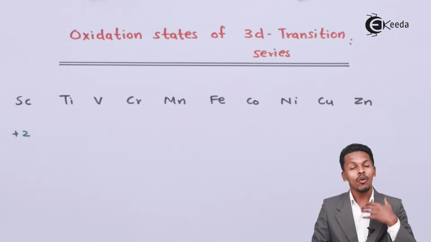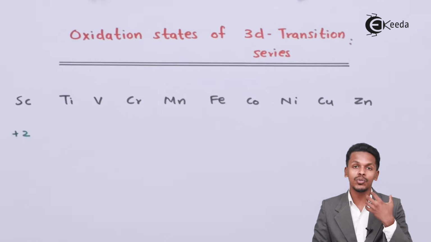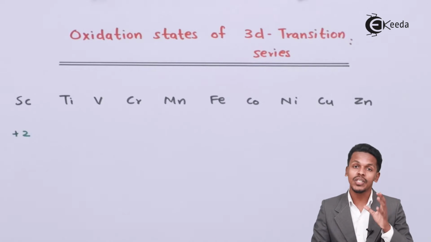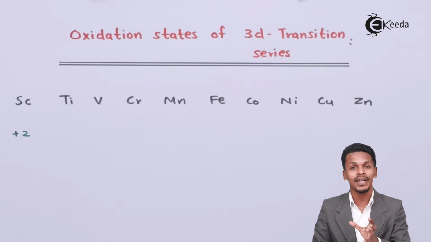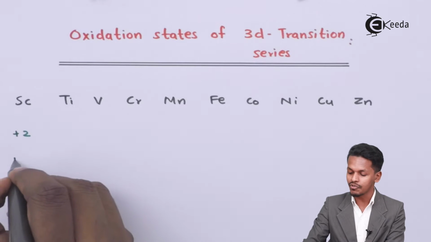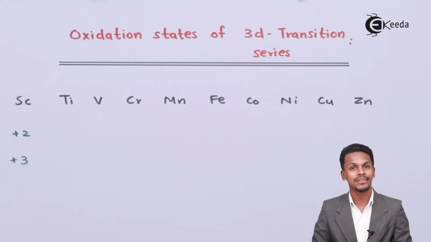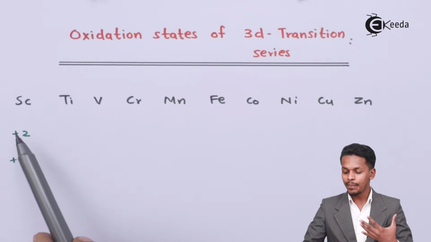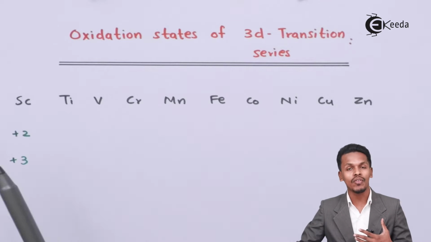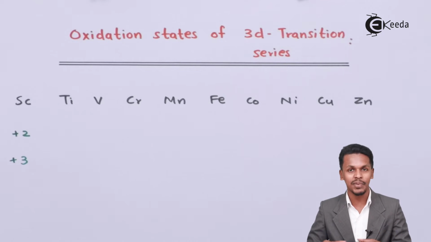Along with the 2 electrons lost from the s orbital, there is also an unpaired electron in the 3d orbital. If 1 electron is lost from that orbital as well, a total of 3 electrons are lost from scandium, and it acquires an oxidation state of +3. So this is +2 and +3. These are the common oxidation states that we observe in all of the series except zinc, and some other elements also.